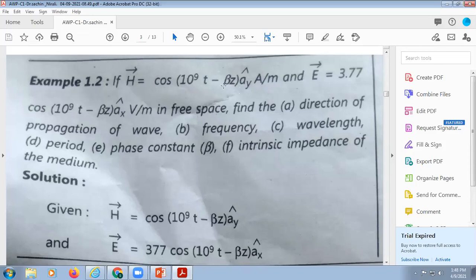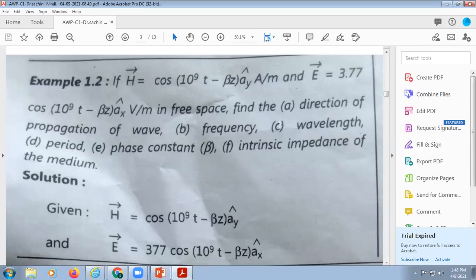So cos of 10 raised to the power 9 t minus beta z, ampere per meter is the unit, and the electric field is equal to 3.77 cos of 10 raised to the power 9 t minus beta z ax volt per meter in the free space. Fine. First, direction of propagation of wave. Second, frequency. Third, wavelength lambda. Then the time period T, and the phase constant beta, and the intrinsic impedance of the medium, that is eta.